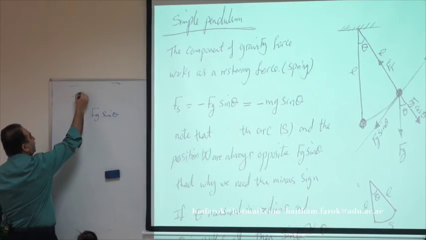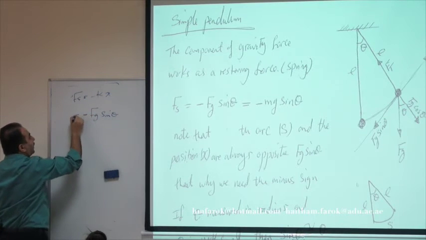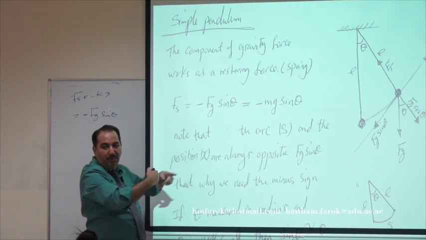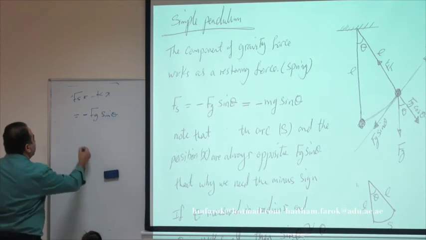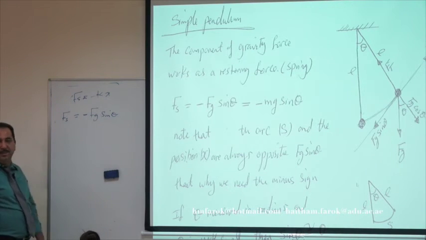Hooke's law is minus kappa x. Of course, we have a minus here because the force here and the arc are opposite. We have a minus. So let's say this is Fs now. If you compare, they are not the same.